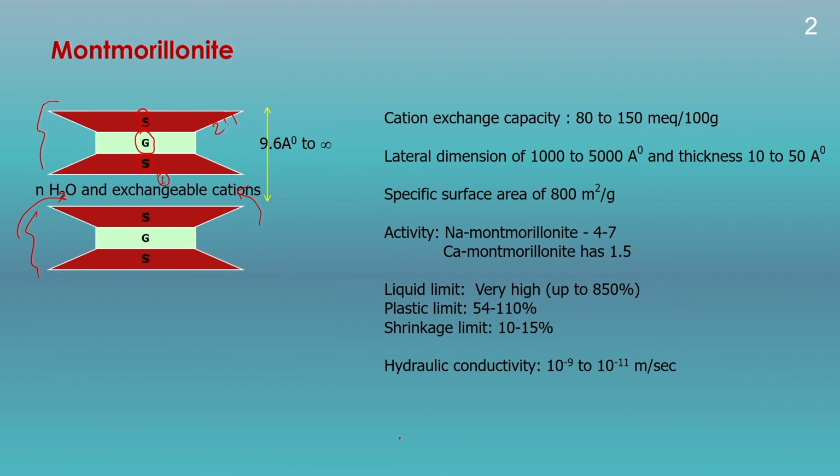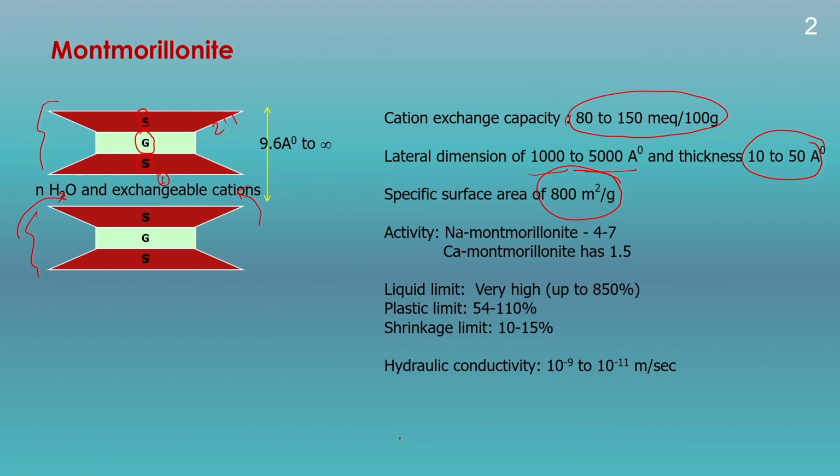Talking about the different properties of the montmorillonite, the cation exchange capacity of montmorillonite is 80 to 150 milli equivalent per 100 gram, and it has a lateral dimension of 1000 to 5000 angstrom, and its thickness is about 10 to 50 angstrom. Since the particle size is very small for montmorillonite, it has a very large specific surface area. Due to its very large specific surface area, it can hold a large amount of water. Therefore, the swelling capacity of the soil will also be significantly higher.